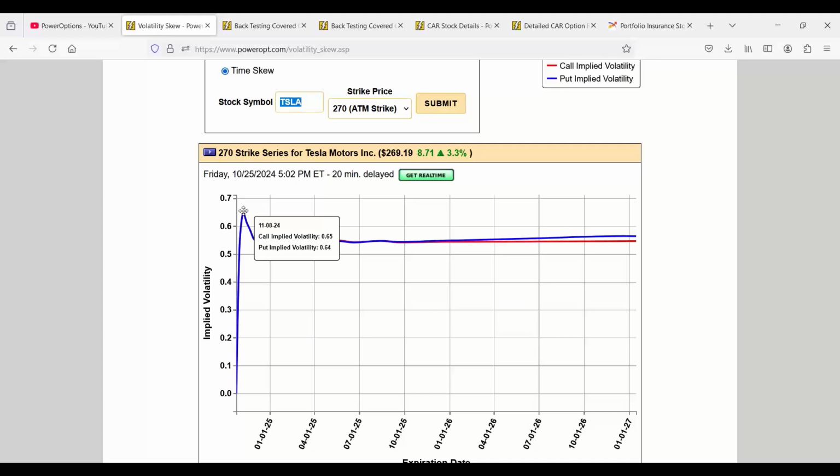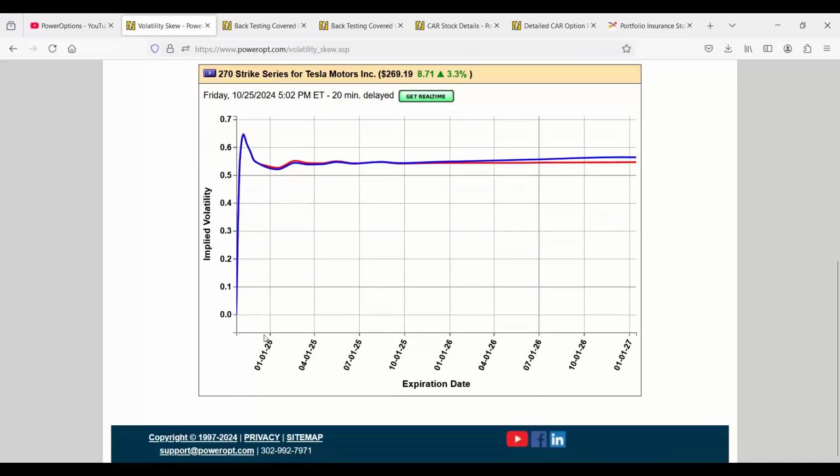What happens between now and 11.8? The election, right? So that's why there's still a spike there up to 0.65, and then we peter out. Even going out to 2027, right? This one's a little bit longer here. More expiration dates available for Tesla. So we've got out to January, and then going all the way out to 2027.